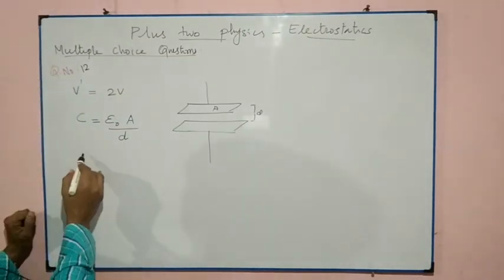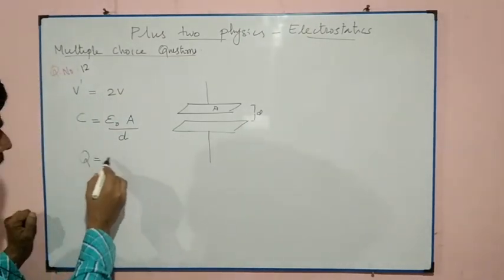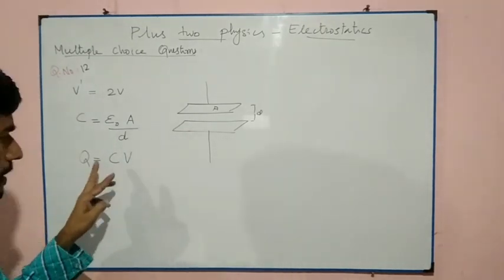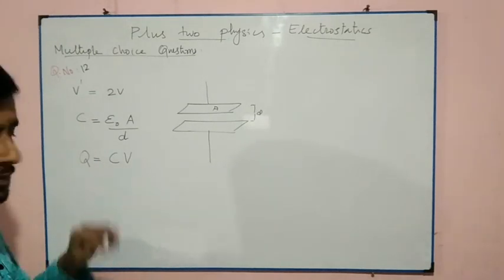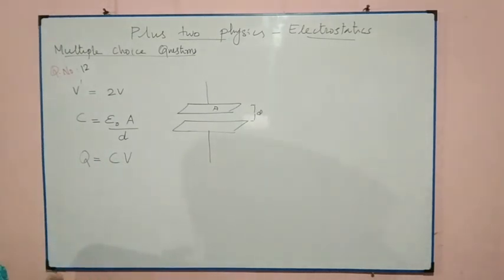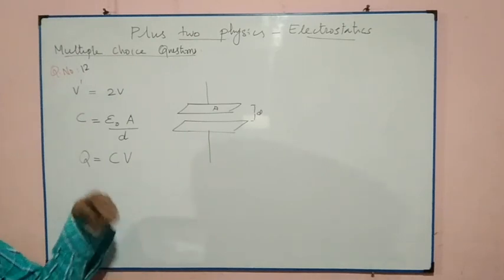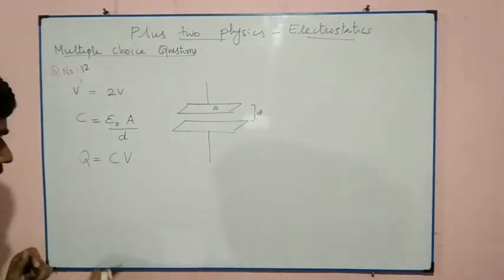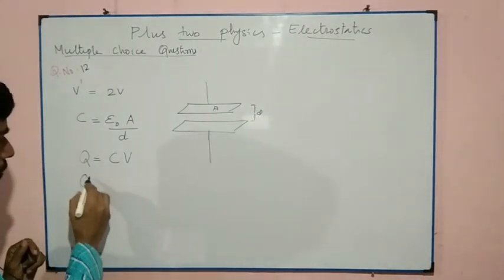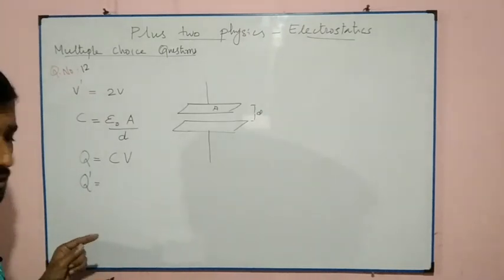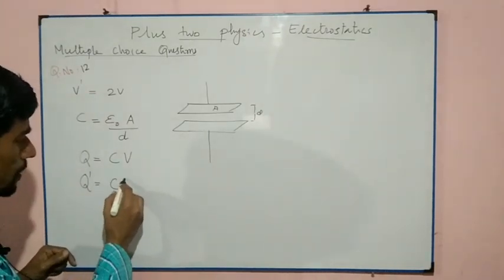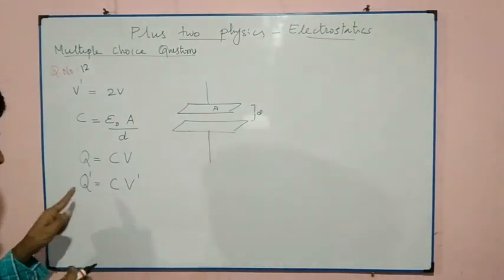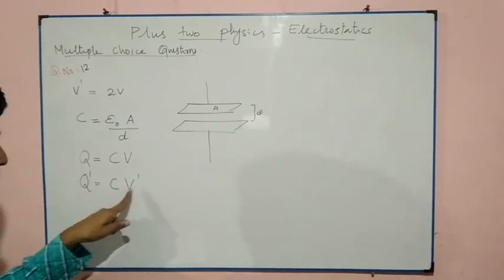We know that the charge on a capacitor Q is equal to CV. This is the common formula to find the charge using the capacitance and potential difference. Now after increasing the voltage from V to 2V, what will be the change in charge? That we are going to discuss here. So Q dash, the new charge, is equal to C V dash. There is no change in C, so we are keeping C as constant.